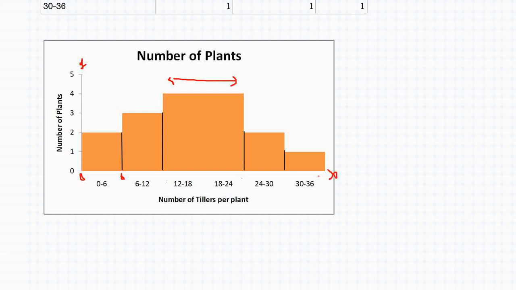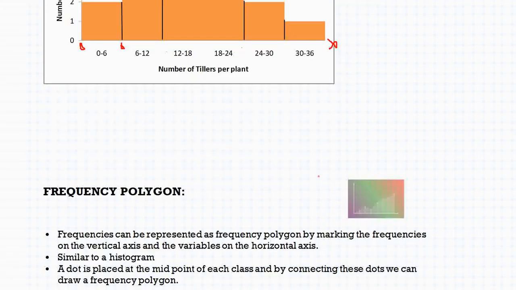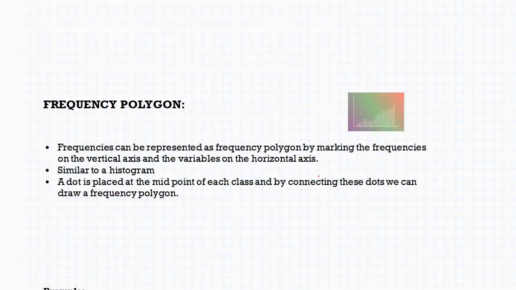Now moving ahead, let us see the next one, which is the frequency polygon. So a frequency polygon is similar to a histogram where the frequencies are represented on the vertical axis and the variables on the horizontal axis. And how we need to draw this is we need to place a midpoint of each class and connect these dots to draw a frequency polygon. Let us see an example.